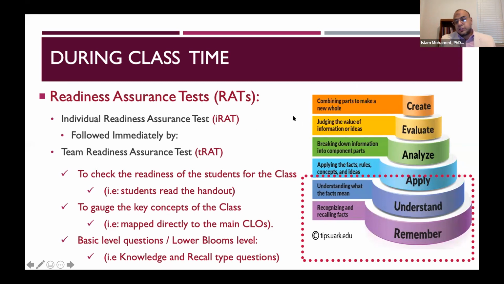So this is the very first step. You start with a simple quiz, 5, 6, 7 questions. They answer individually first, and then you ask them to answer the same exact questions again as a team. So you start with an IRAT, and then the team of students do the same questions as a TRAT. And at this point, you will be assuring that the students went through the material.